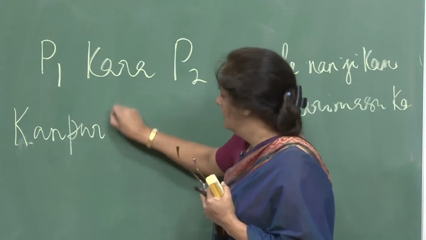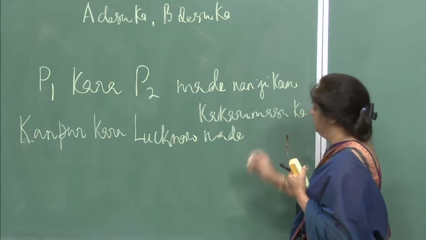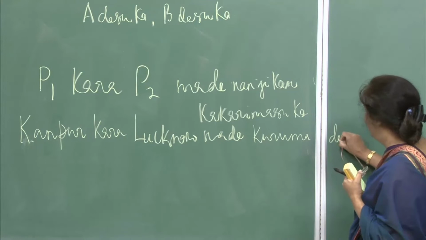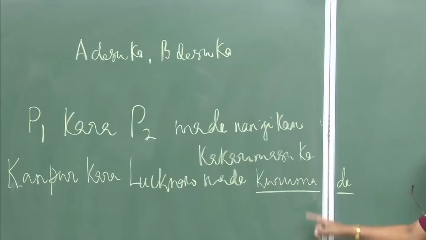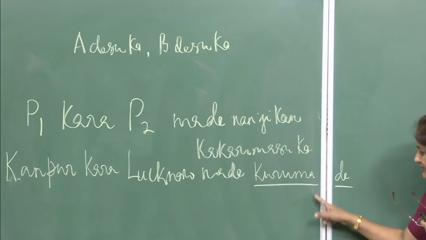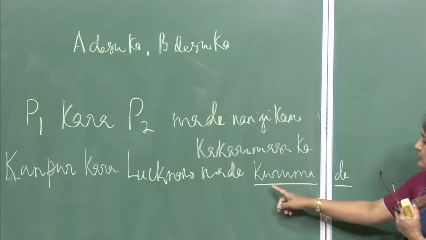kara place 2 made, Lucknow made, kuruma de. We have done de, if you remember in our previous lesson, kuruma de, hikoki de, fune de, by some mode of transport. So well, place 1 kara place 2 made, whatever mode of transport de, nanjikan kakarimasu ka. How long does it take from place 1 to place 2 to go by this mode of transport? So well, let us see what it is.